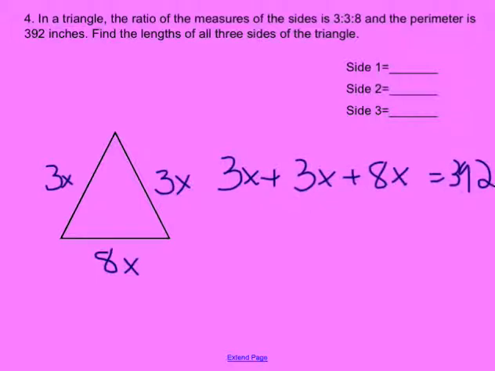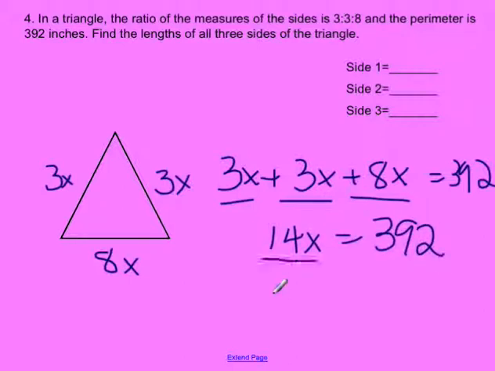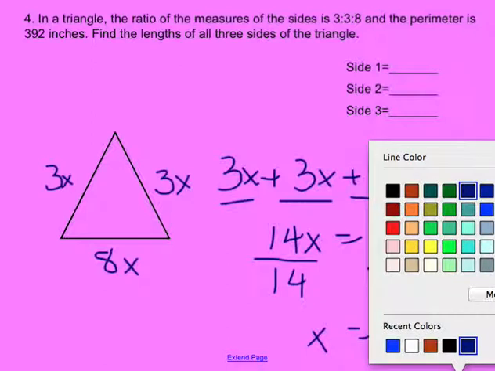So now I want to combine my like terms. 3 plus 3 plus 8 gives me 14 and then x, and that's equal to 392. So now I want to solve for x. So since that 14 is being multiplied, I'm going to divide both sides by 14. 392 divided by 14 is 28. So my x is equal to 28. To figure out each of my side lengths, now I have to apply it to each of the sides.